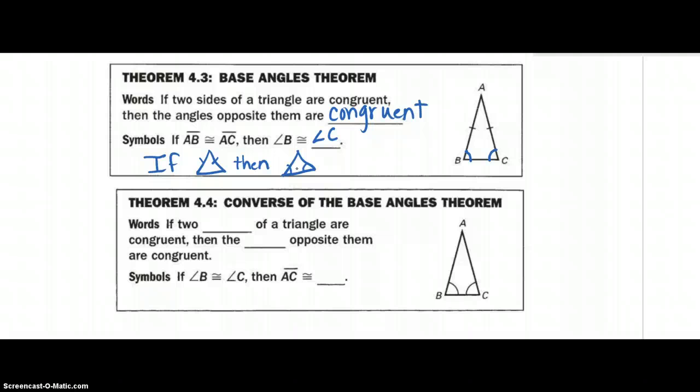And what does a converse do? Yeah, it flips it, right? It's the opposite. So if two angles of a triangle are congruent, then the sides opposite of them are congruent. So that tells you that the legs would be congruent in this case. So AC would be congruent to segment AB.